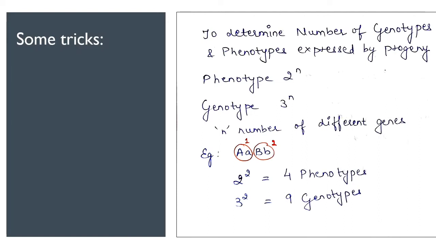Whenever we have a gene pair in heterozygous form like capital A, small a, we consider it as 1. It is adding a value of 1. So here we have 2 heterozygous pairs, so our n, the number of different genes, will be 2. So the phenotypes here will be 2 raised to the power 2, which is a total of 4 phenotypes, and the genotypes will be 3 raised to the power 2, which is a total of 9 genotypes.